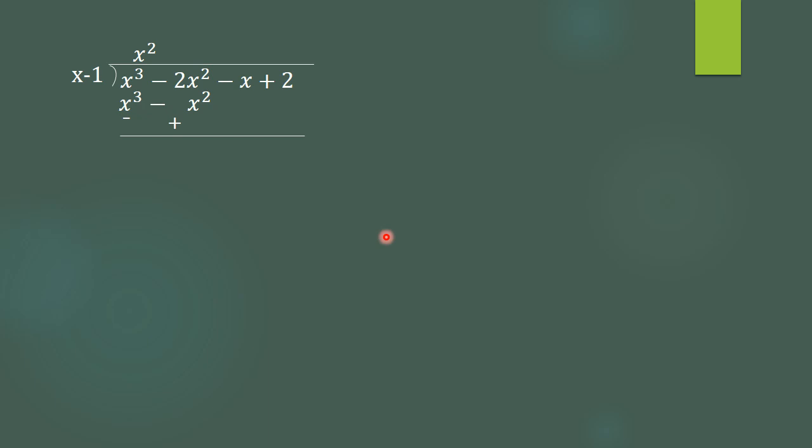So now what do we get? This x cube will get cancelled. Minus 2x square plus x square is minus x square, and this minus x. Now this minus x square is divided by x, so we will get minus x. Multiply minus x to these two terms. So this will be minus x square, and minus 1 into minus x is plus x. Now to subtract, we have to change the sign. This will be plus, and this will change to minus.